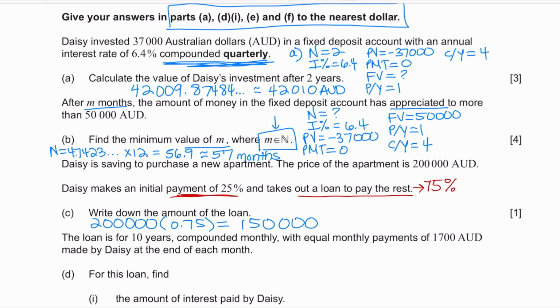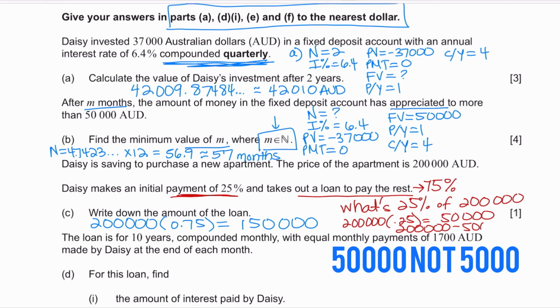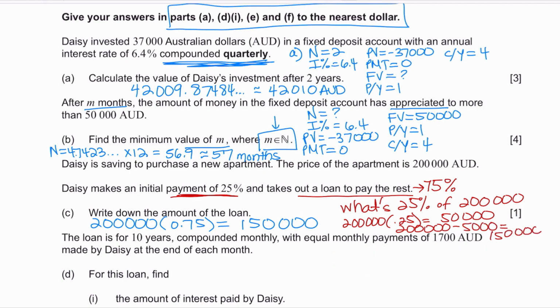Now, some of my students can't do it that way, which is perfectly fine. What they do instead is that they figure out what is 25% of 200,000 and then subtract. So 25% of 200,000 is going to be 50,000. And then if you take 200,000 and you subtract the 50,000 that you put down as a deposit, you're still going to end up with 150,000.